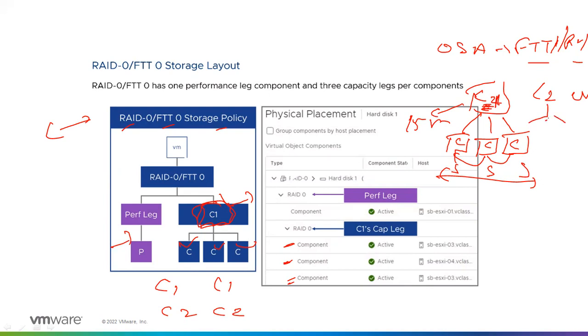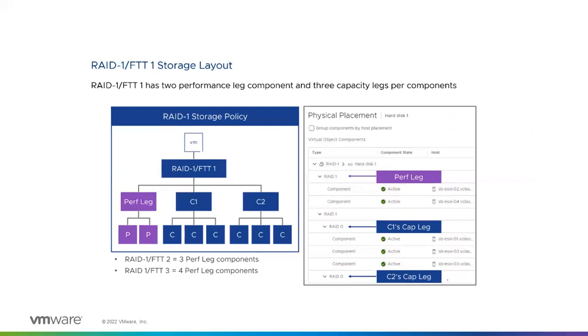Same way this C2 is on 3 places. That's what he's trying to say. Okay, sir. Got it, sir. Your capacity leg is further divided into 3 components and sitting in 3 different hosts.